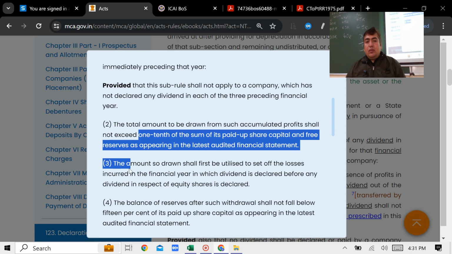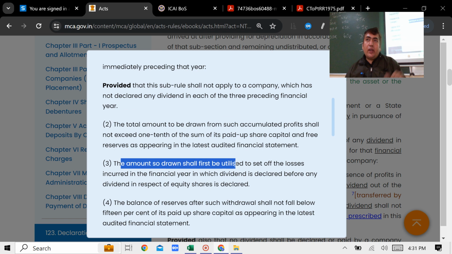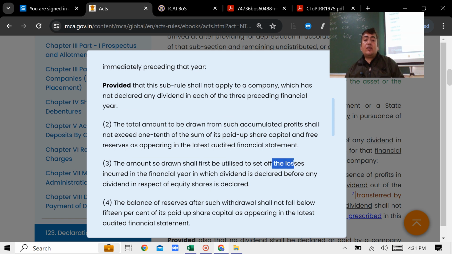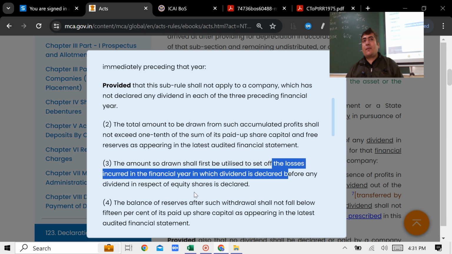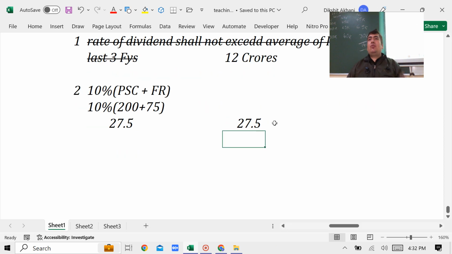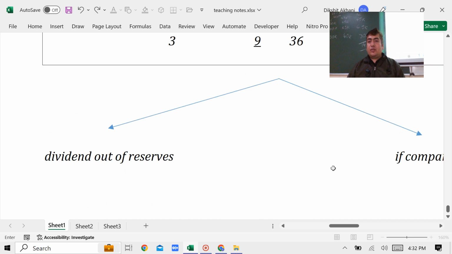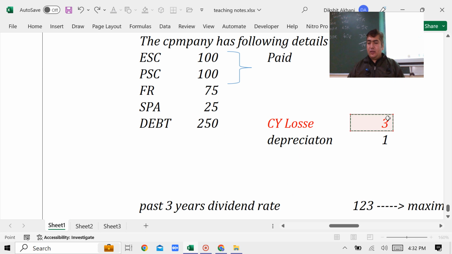The sub rule is very interesting. They said whatever amount you are drawing, it will be utilized to set off the losses and depreciation first. So assume guys, we have to derive the available reserve. Assume the available reserve is 27.5. This is the reserve amount. But out of this 27.5, we have to deduct what? First losses. That is 3 minus this 1.